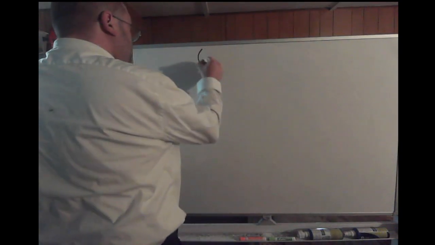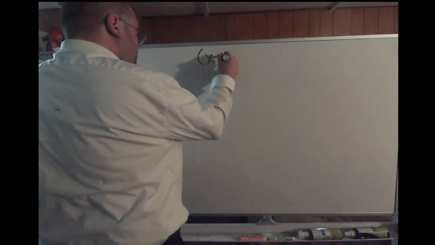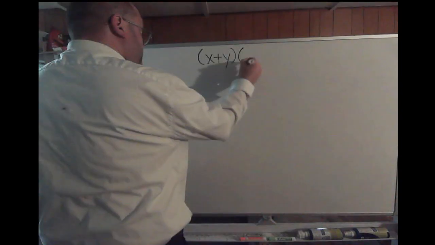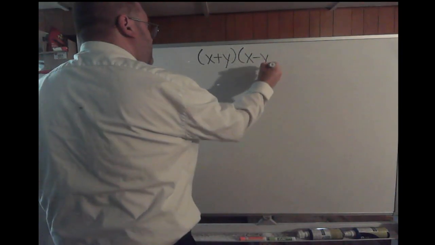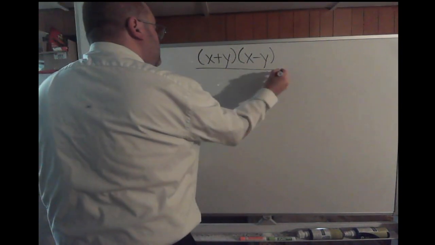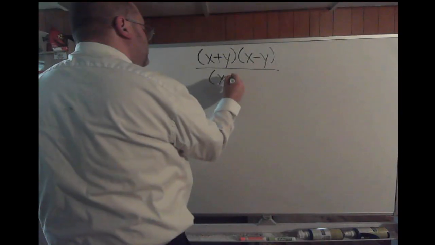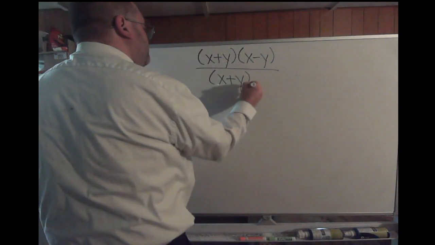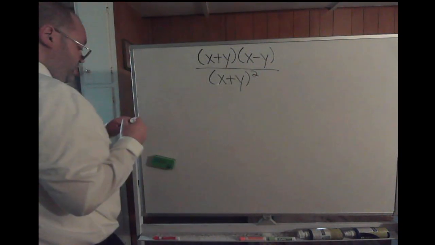All right. (x plus y) times the quantity (x minus y) all over (x plus y) to the second power. All right.